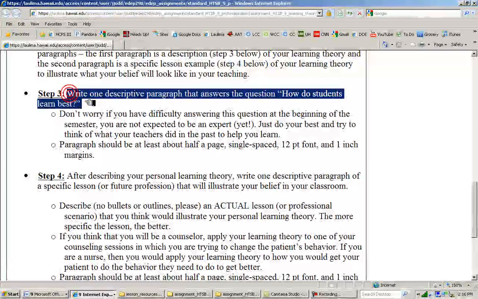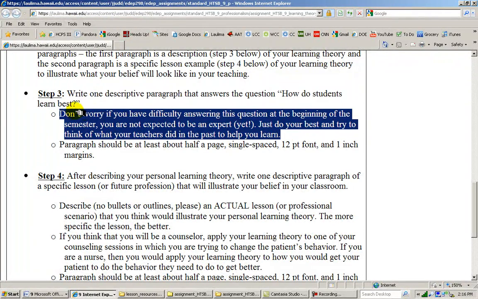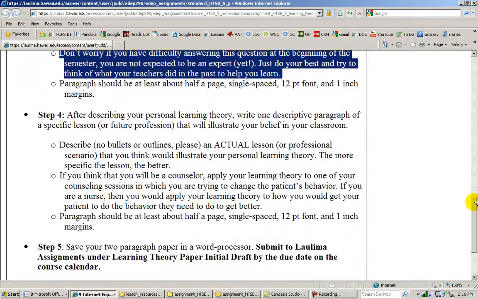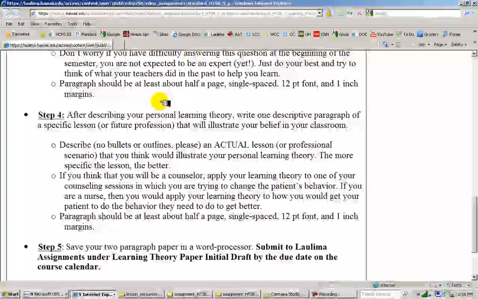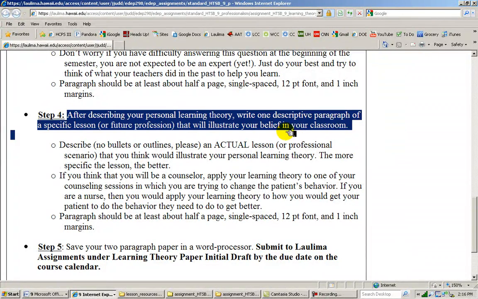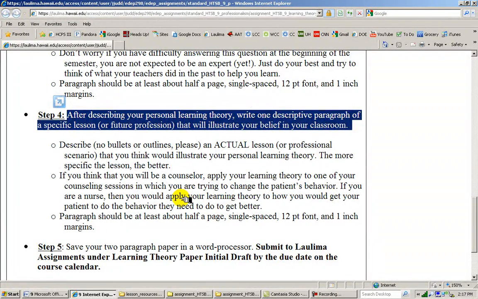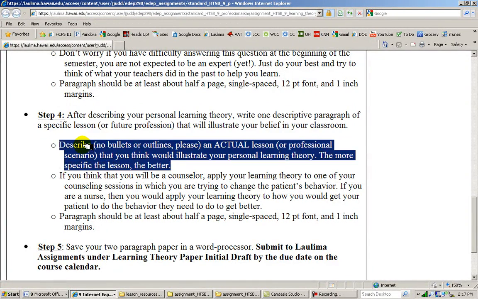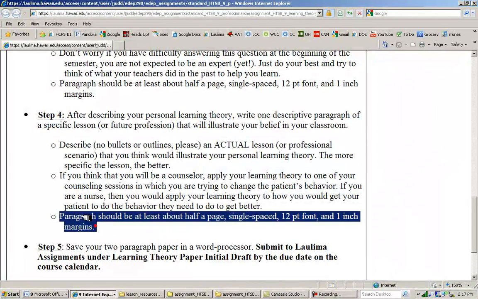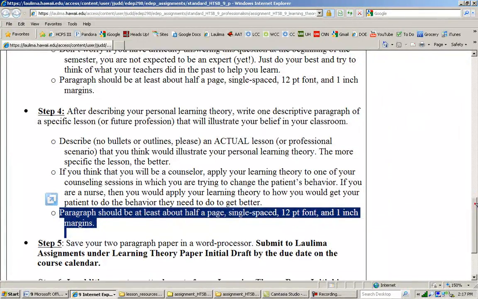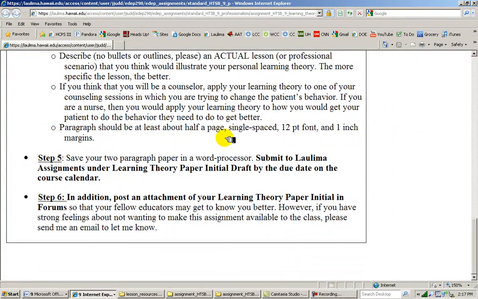Step 3, we saw a descriptive paragraph that answers how do students learn best. Please keep in mind, don't worry if you have difficulty answering the question, that's what this course is for. So just give your first impressions. In step 4, you should describe the learning theory in terms of an actual specific lesson to illustrate the beliefs. I would ask you not to do it in bullets, please. It's an actual lesson description, and each of these paragraphs should be at least about half a page, single space, 12-point font, and 1-inch margins.